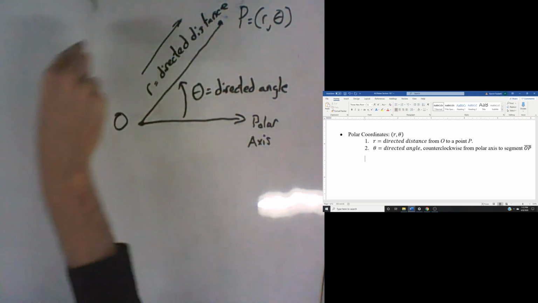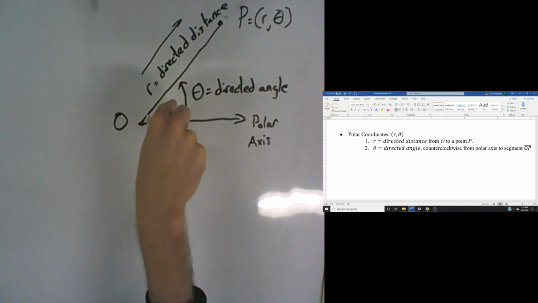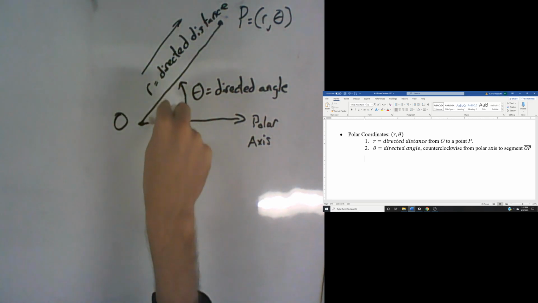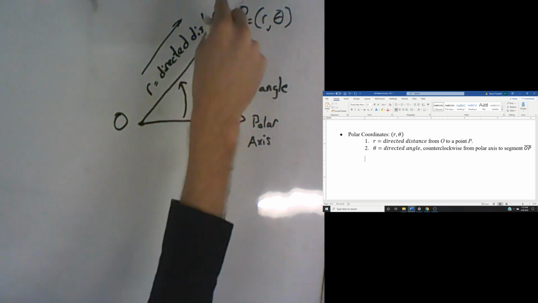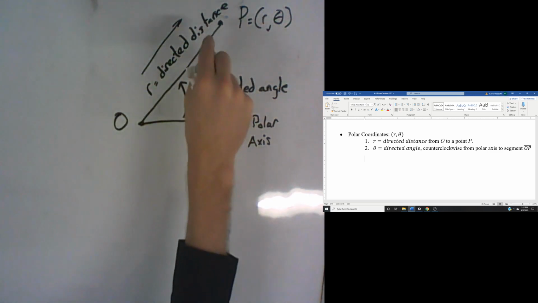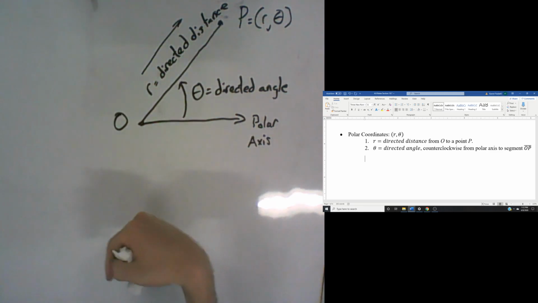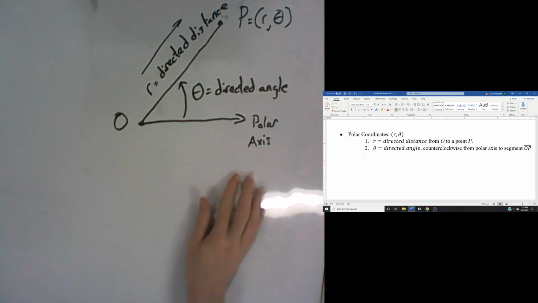So if theta is positive, we're going counterclockwise. If theta is negative, we're going clockwise. If r is positive, we're going up. If it's negative, we're going either left or down. So it changes how our angle looks.